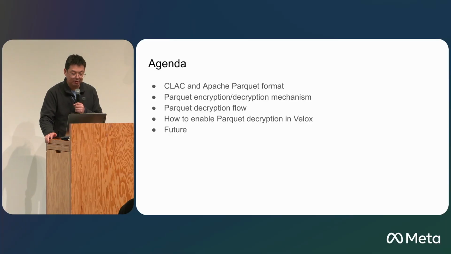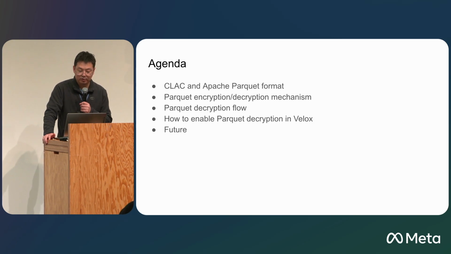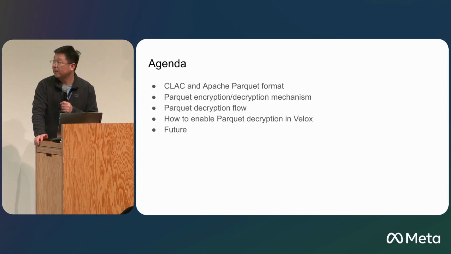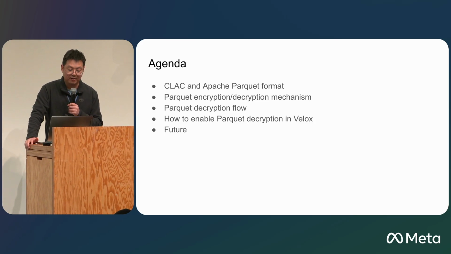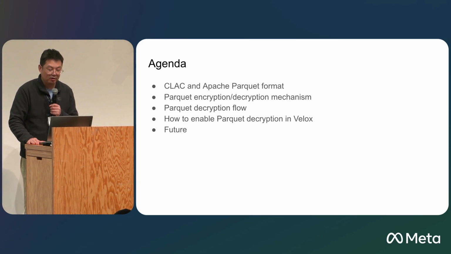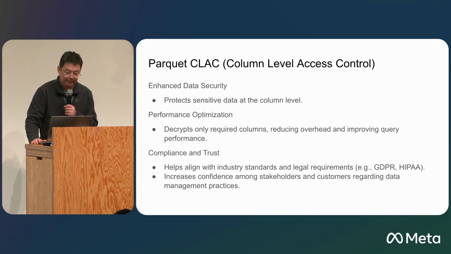We will first talk about what Parquet column encryption is and the Apache Parquet format. Then I will talk about the Parquet encryption and decryption mechanism, and also the Parquet decryption flow, and how to enable Parquet decryption in Velox. Because the Apache Parquet file format is the main file format used at Uber, and we use Parquet's encrypted columns for column access control.